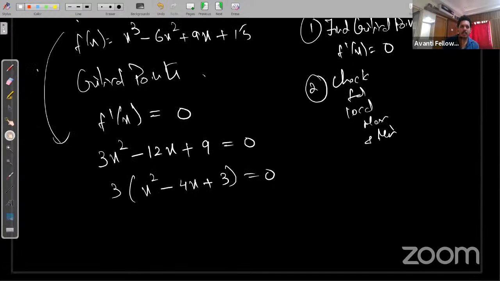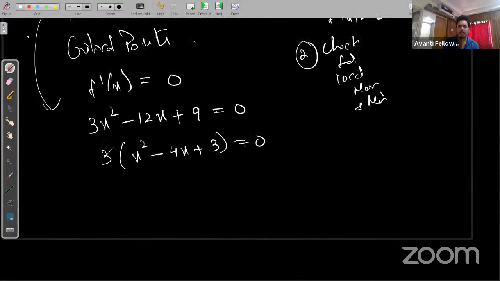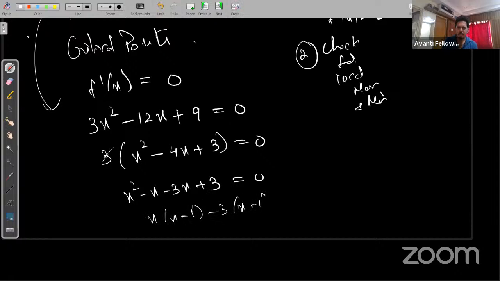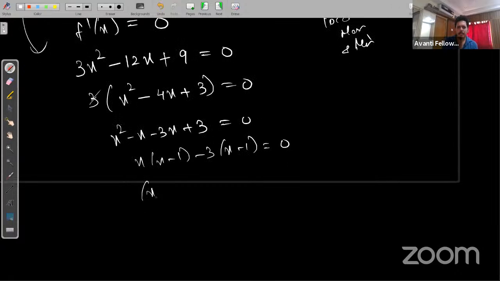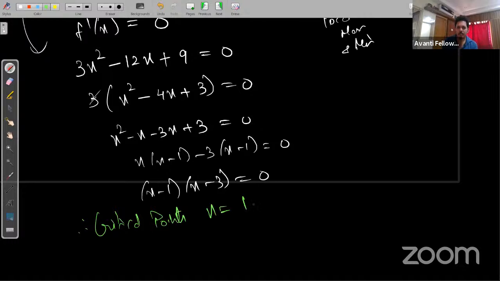So you can just remove the 3, since 0 by 3 is 0 only. Inside, how can I split x square minus 4x plus 3? The splitting method, everyone knows it, right? It is x square minus x minus 3x plus 3 is equal to 0. So x of x minus 1 and minus 3 of x minus 1 is equal to 0. The quadratic equation you have split: x minus 1 into x minus 3 is equal to 0. So what are the critical points, guys? Come on, tell me. Therefore, my critical points are x is equal to 1, 3.